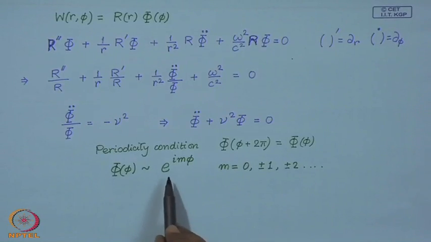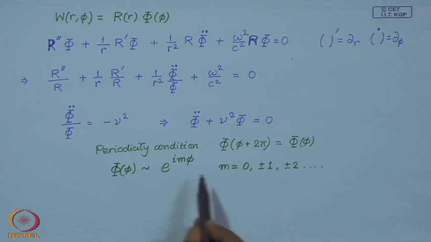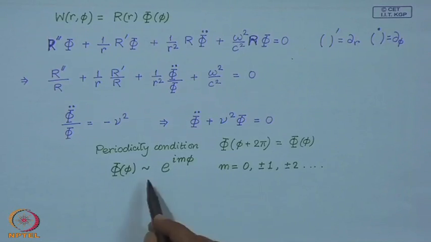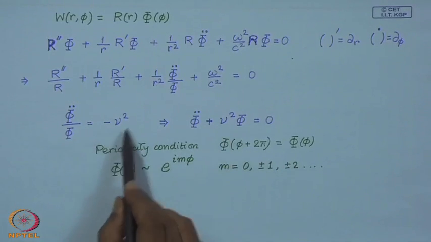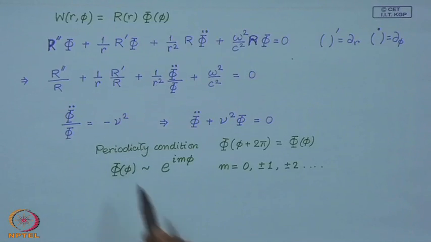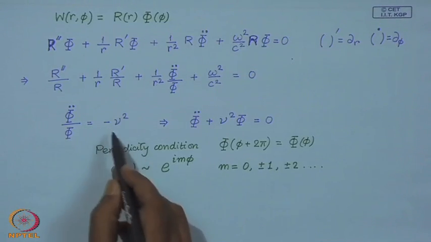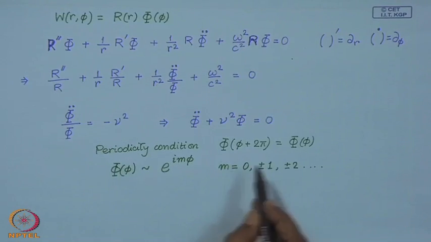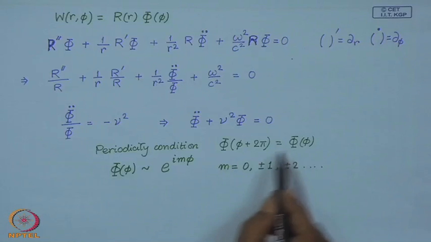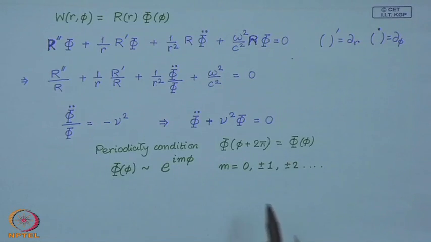So, what this means is we must have solutions in terms of cos m phi and sin m phi, which can be written in this complex form. Now, this solution is possible only if I choose this constant to be minus nu square, and nu cannot be arbitrary. We know that nu has to be an integer, so that this periodicity condition is satisfied.